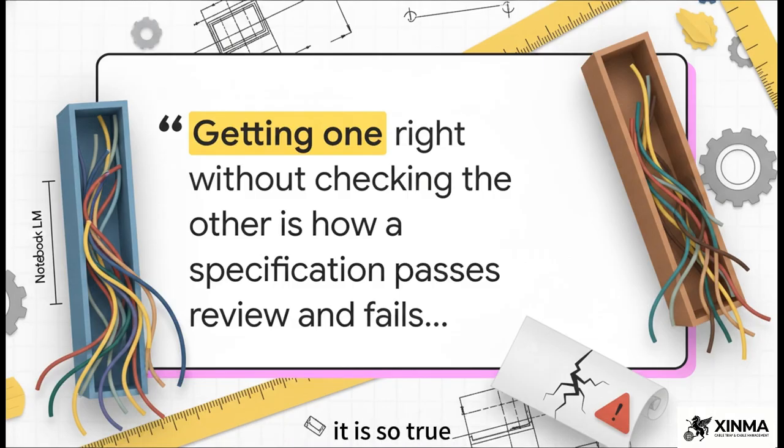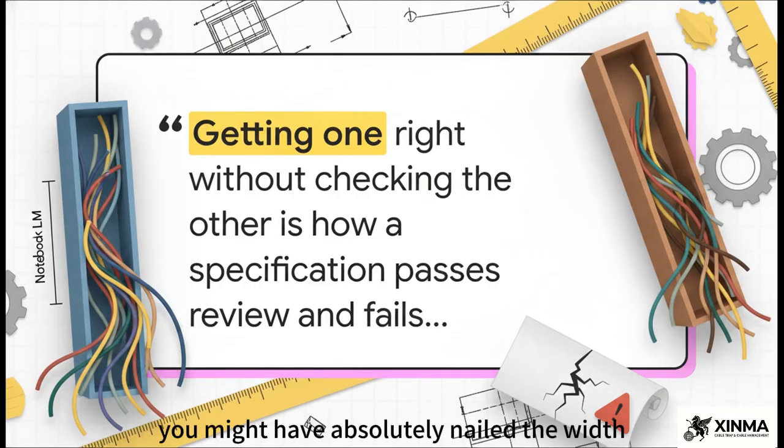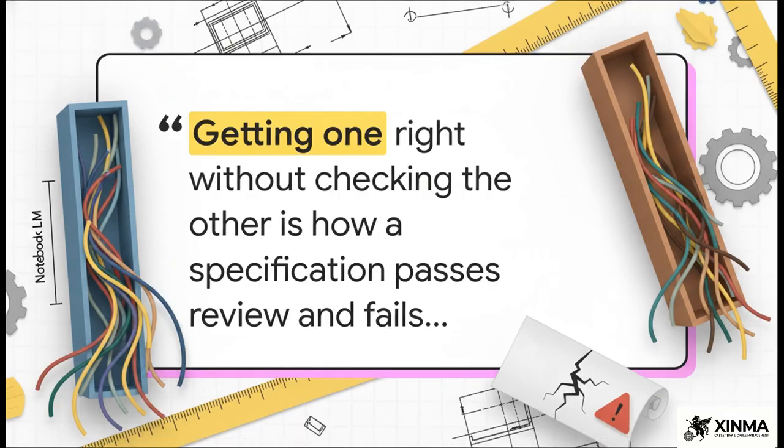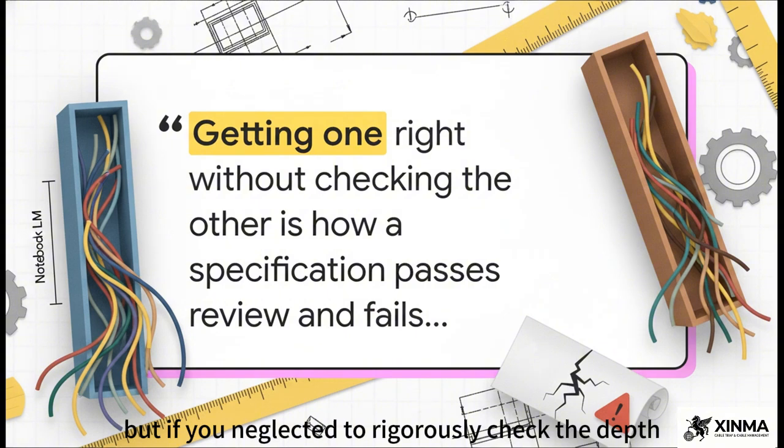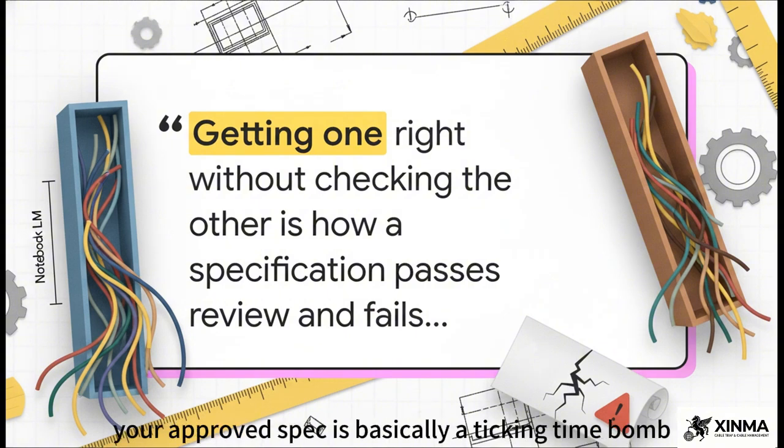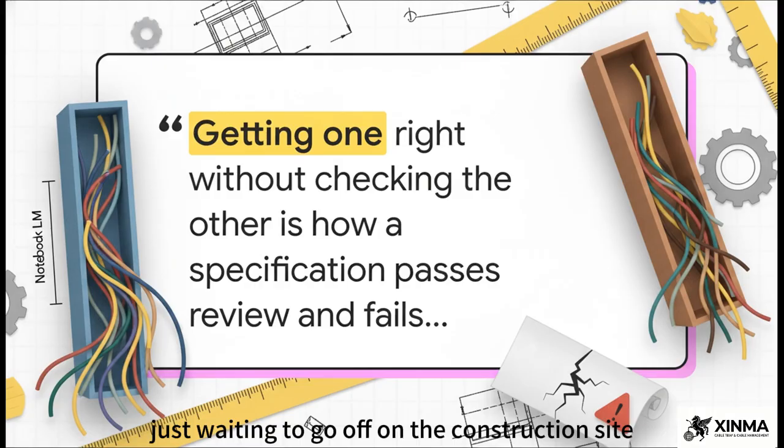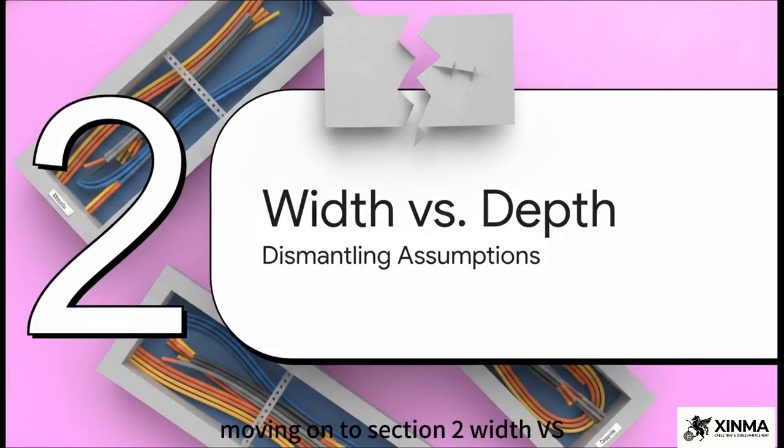It is so true. You might have absolutely nailed the width perfectly to accommodate your cable count, but if you neglected to rigorously check the depth, your approved spec is basically a ticking time bomb, just waiting to go off on the construction site. Moving on to Section 2, width versus depth explained, dismantling the assumption.